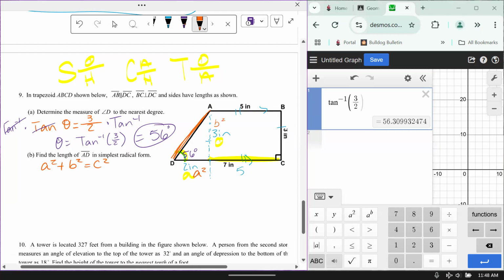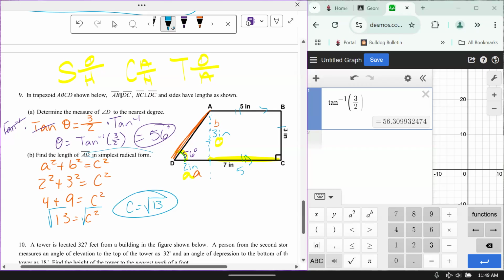Actually, that would just be b, and that would be a. So 2 squared plus 3 squared equals c squared. Okay, 2 squared is 4, plus 3 squared is 9, equals c squared. 4 plus 9 is 13, equals c squared. Take our square root of both sides, and we get c equals the square root of 13.